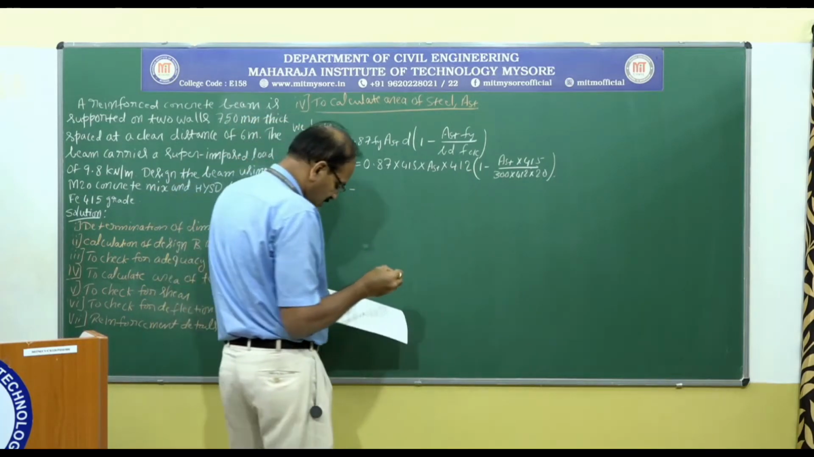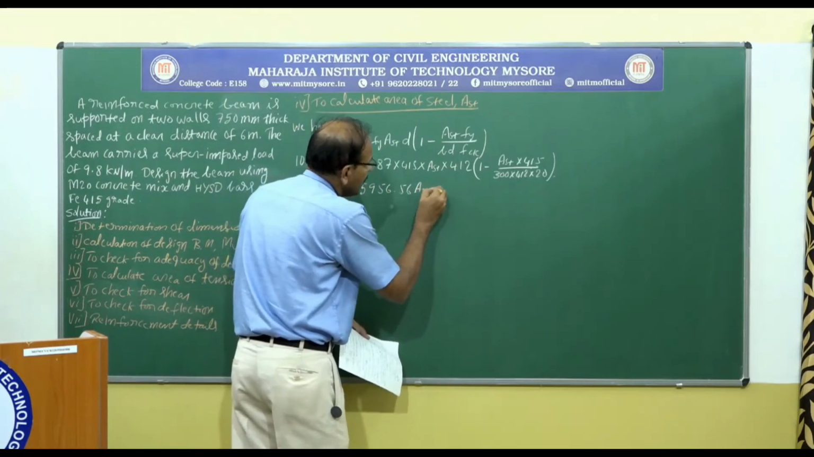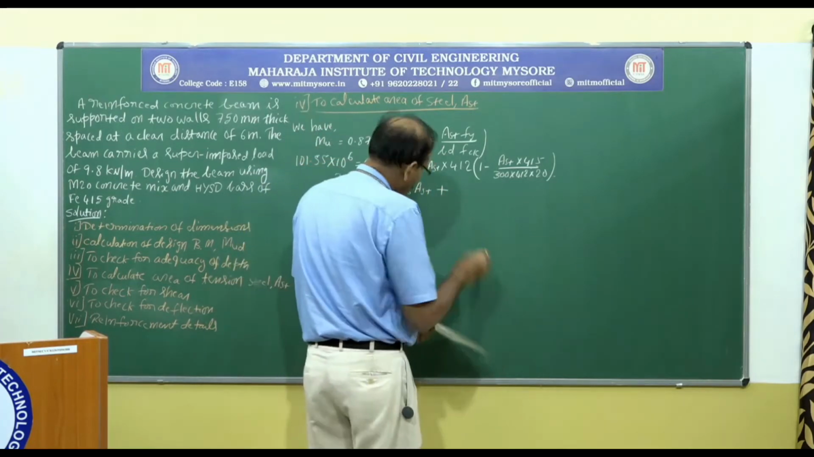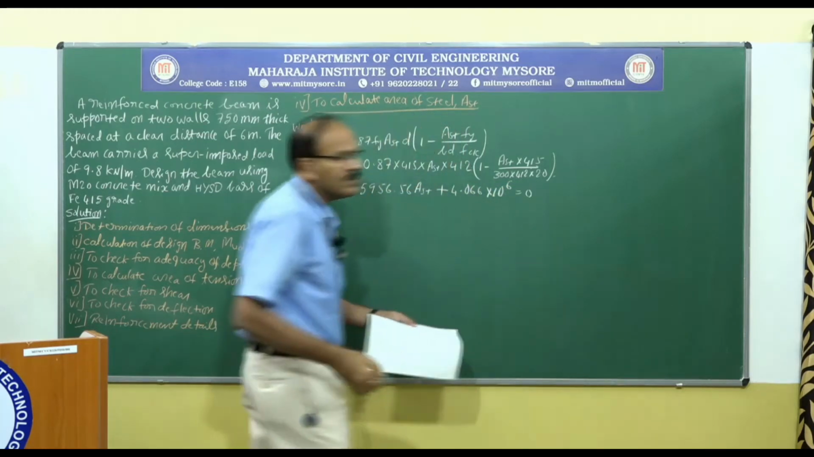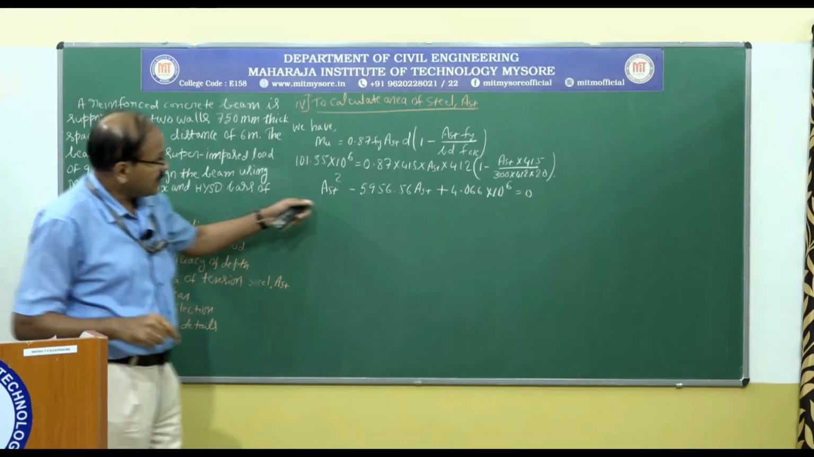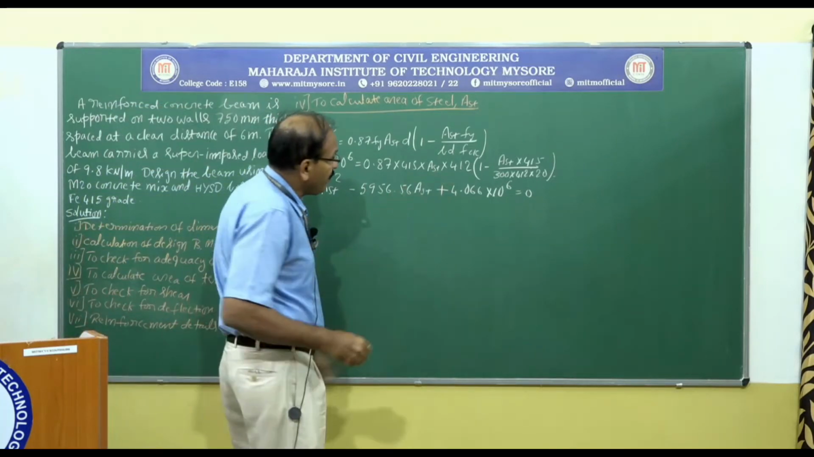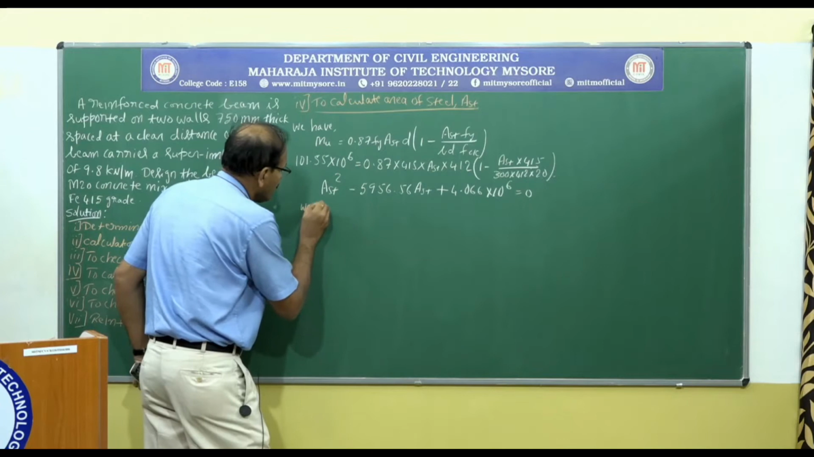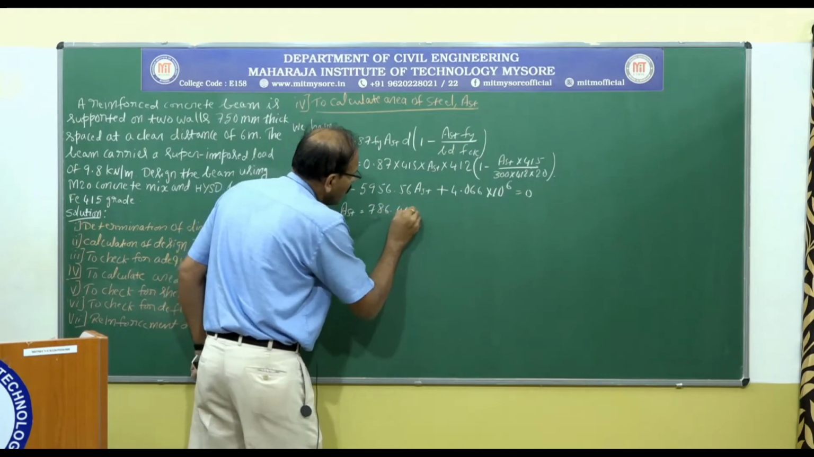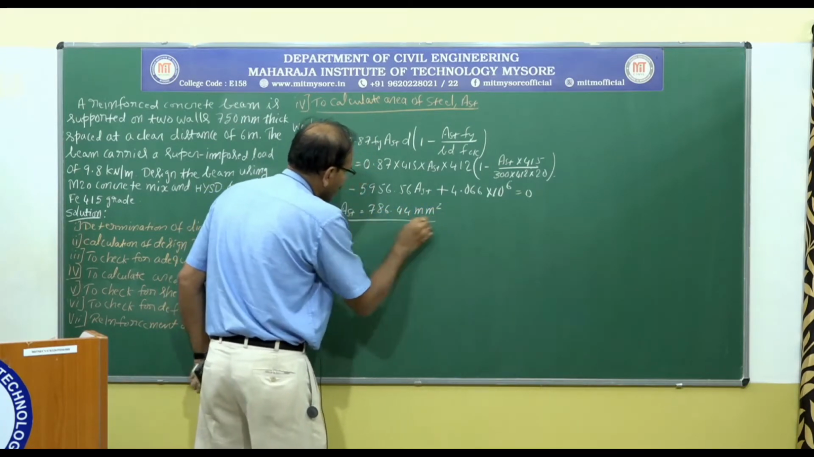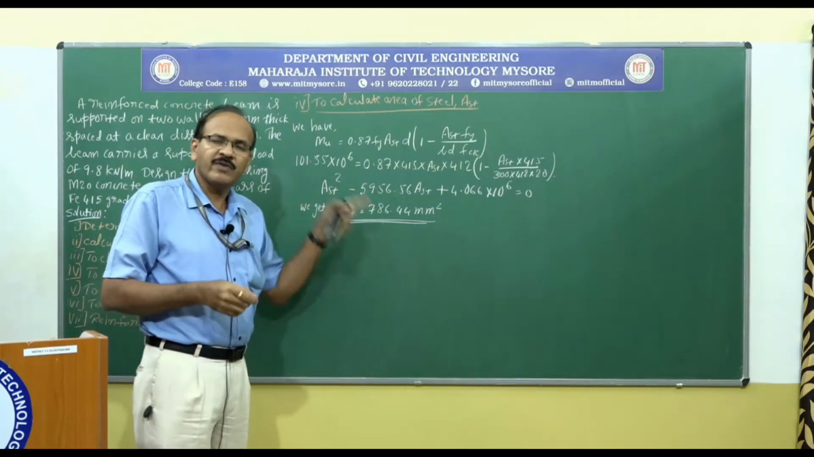Ast square minus 5956.56 Ast plus 4.066 into 10 to the power of 6 is equal to 0. So this is in the form of ax square plus bx plus c. By solving for Ast, we get Ast equal to 786.44 millimeter square. Okay. So that is the minimum area of tension steel we need.